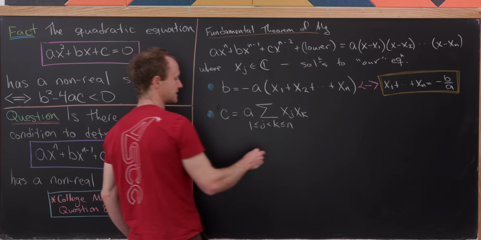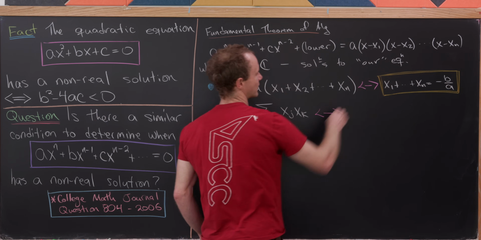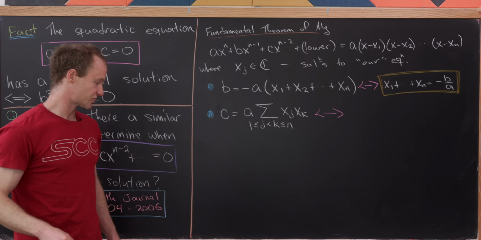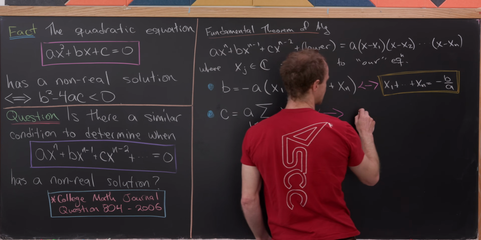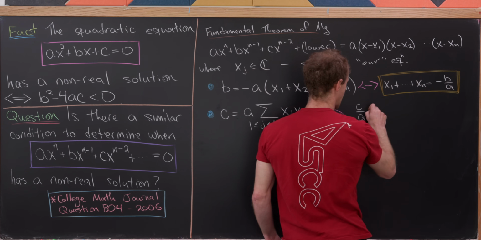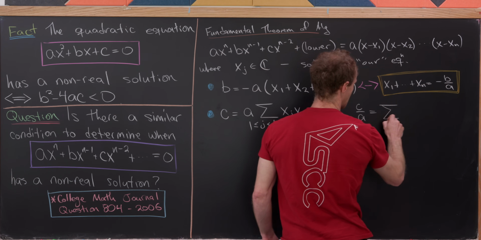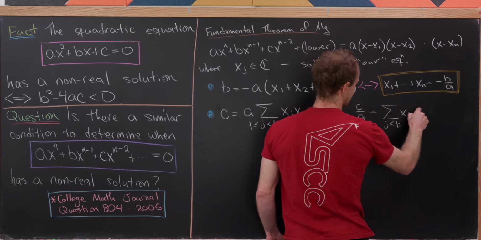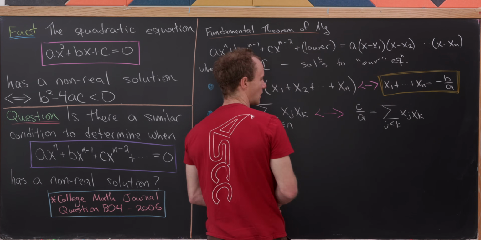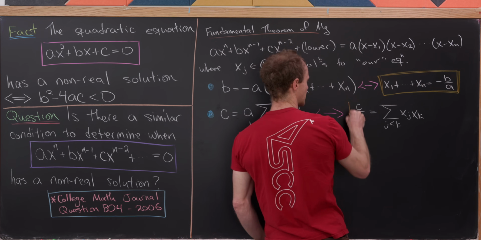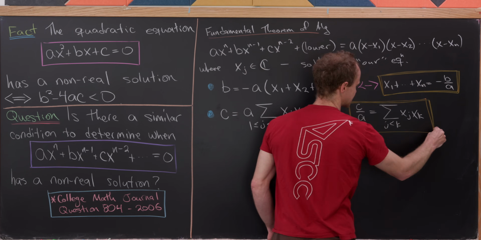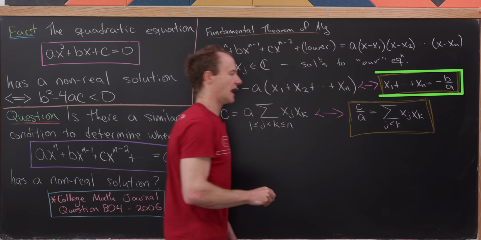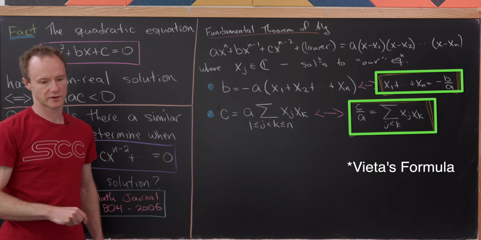But we can do something similar to what we did over here for this term, and we'll observe that c over a is equal to this sum of all of the quadratic terms. Well, not quite all of the quadratic terms. Observe that we're not getting the square quadratic terms, for instance, x1 squared, x2 squared, and so on and so forth.